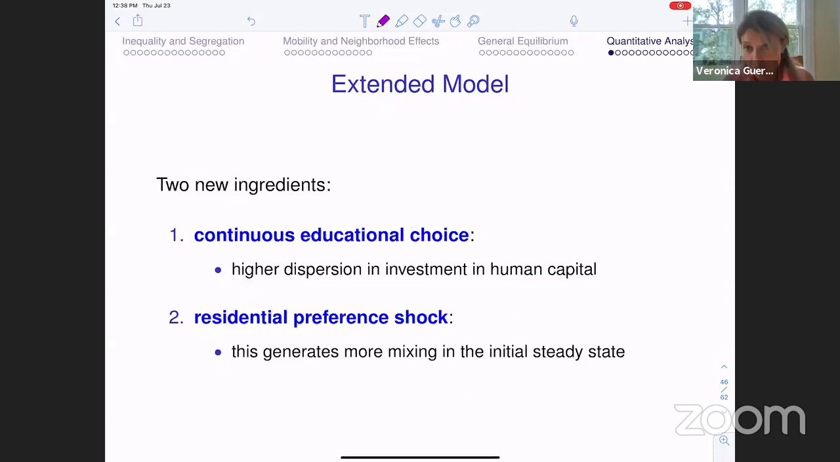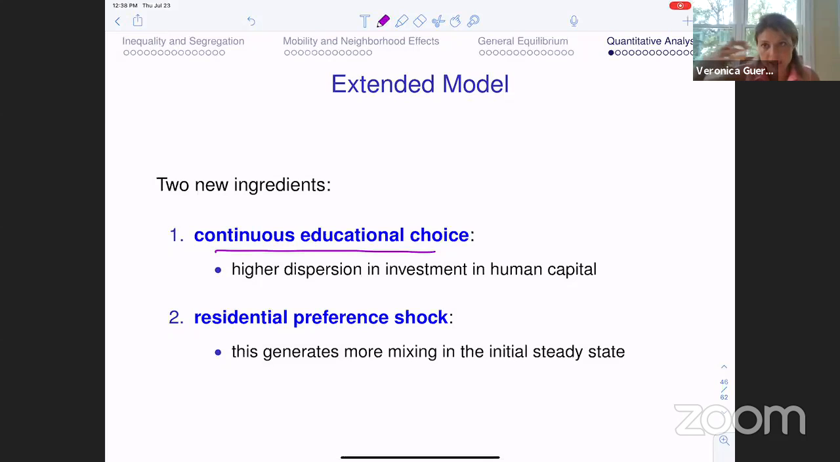Let me move to the quantification of this mechanism, how important it is. So before doing the quantitative analysis, we extend the model in a direction. First of all, as I mentioned before, we are going to have a continuous educational choice. This is important because, of course, if the choice of the parents is only college or no college, well, then there is not much room for being richer affecting the level of education of your kids, while we know that there are many dimensions in which financial investment can help improve the quality of the school, the extracurricular activities, tutoring, and so forth.